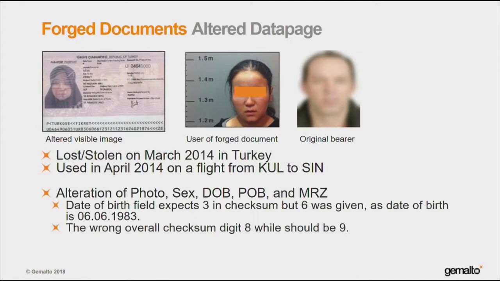In this example, we have a document that was reported lost and stolen in March of 2014 in Turkey. Just a few weeks later, that same document was used on a flight between Kuala Lumpur and Singapore. In that time, it had been altered: the photo was changed, and the gender, date of birth, and place of birth were all modified. They didn't get the check digits correct in the MRZ. There was an error on the date of birth field as well as the overall check digit.